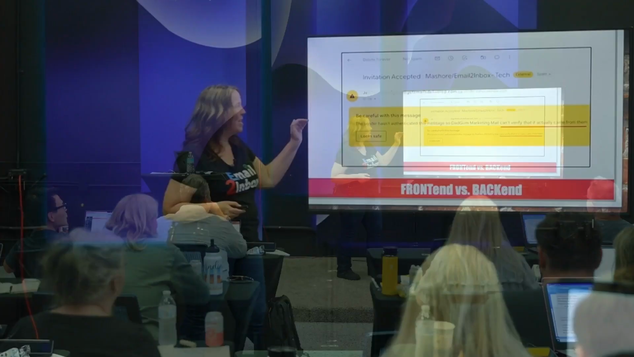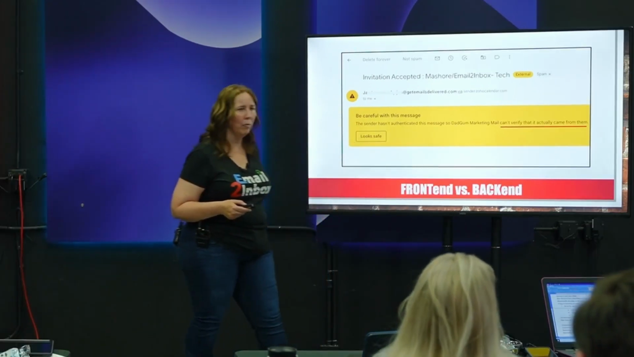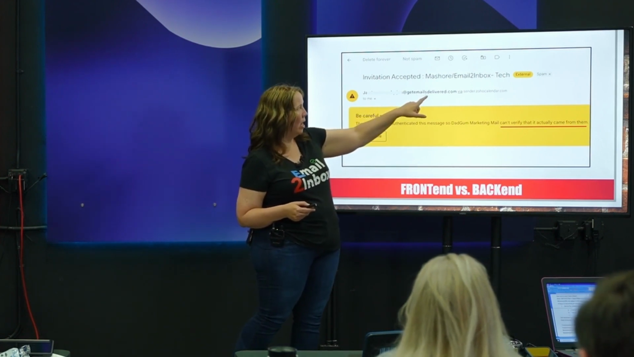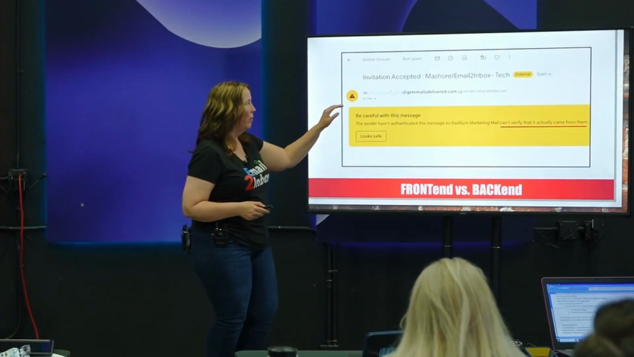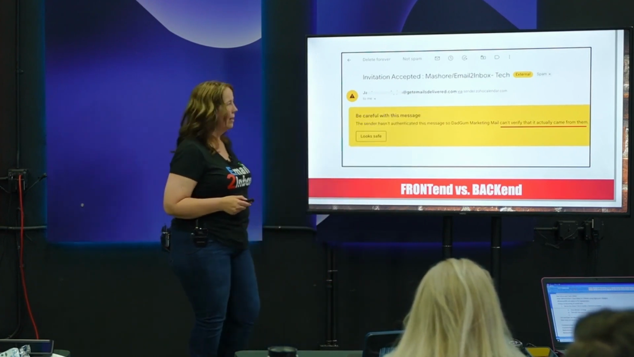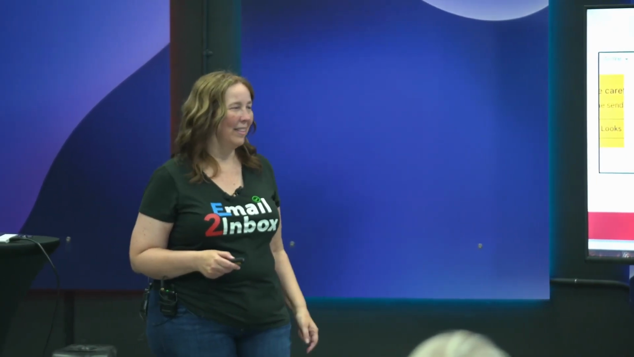But anyway, so this showed up and it says, be careful with this message. Google's trying to warn me, right? Because they can't verify it actually came from them. Their from address is at getsemaildelivered.com, but it was via sender.zohocalendar.com. This is a domain mismatch. The from domain was this. The sending domain was that. All right? And you can see here the mailed by sender.zohocalendar.com. Who sent that email? Was Zoho, right?